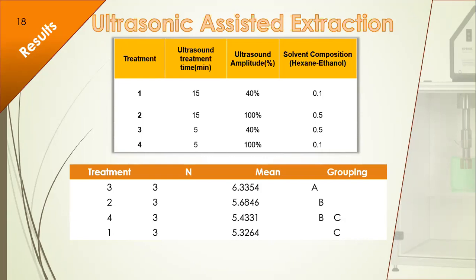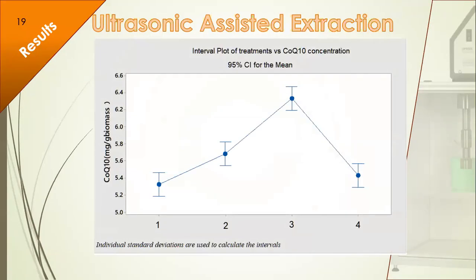And also because the molecule, the coenzyme Q10, is very lipophilic. So the hexane, as an organic solvent, has a better affinity to it. And well, we can appreciate it better here in the interval plot of treatments. It shows the amount of coenzyme Q10 extraction. And you can see, with the standard deviation, that is why treatment number 3 was significantly different from the other ones.